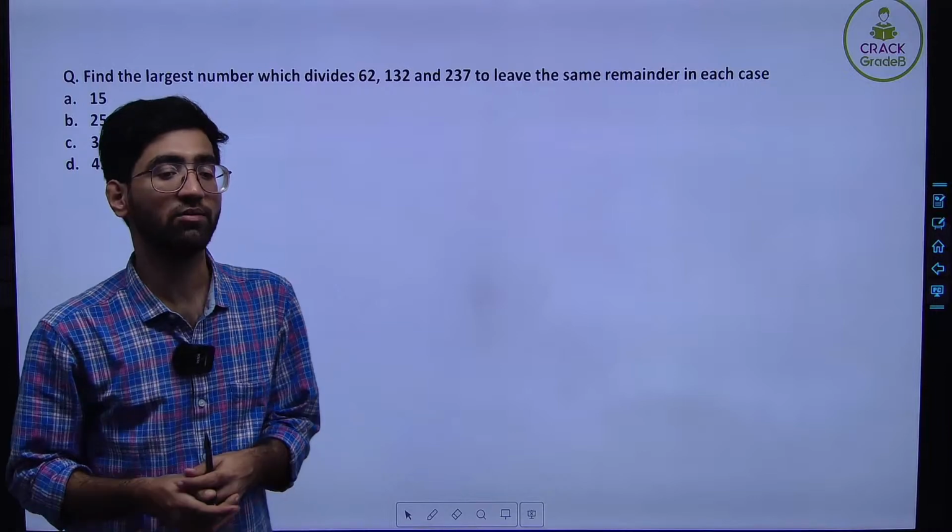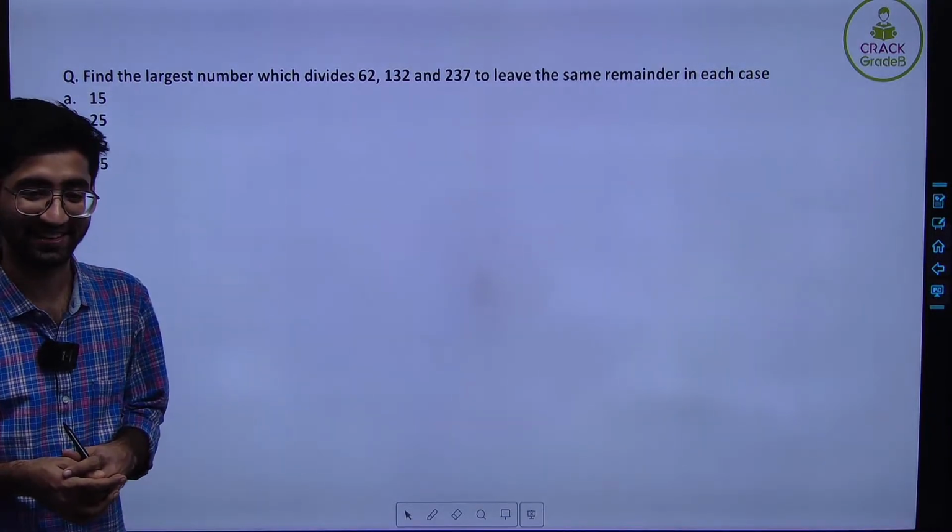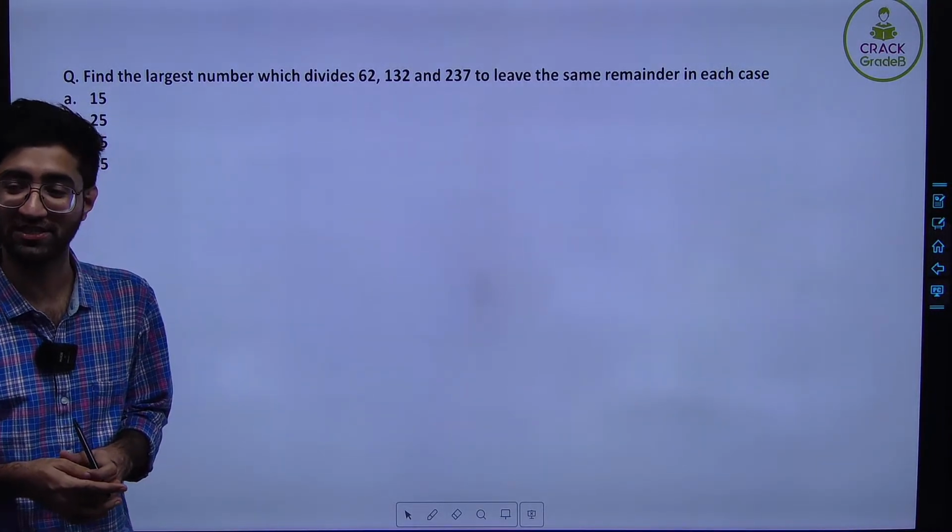There are so many concepts in the number system chapter, right? That's why there are so many questions from the number system.